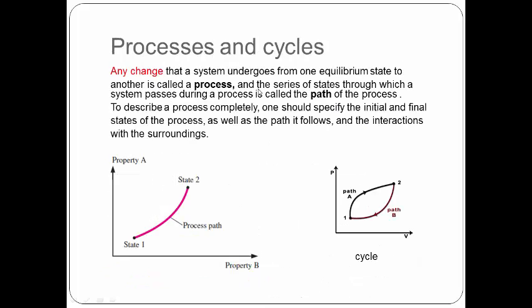Now let's talk about processes and cycles. If we have here in state 1 cool water and in state 2 hot water, to get hot water we follow a process, and we have to pass through different states. So it is called the process path. And what about the cycle? If we heat cold water to get hot water, and then we leave our hot water on the table, it returns to being cold again. So we have a cycle.